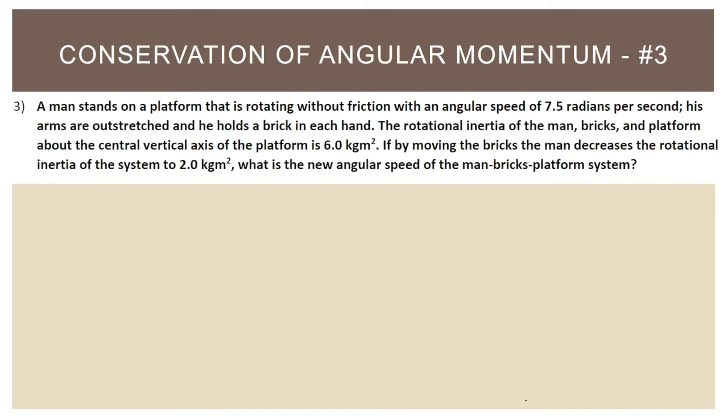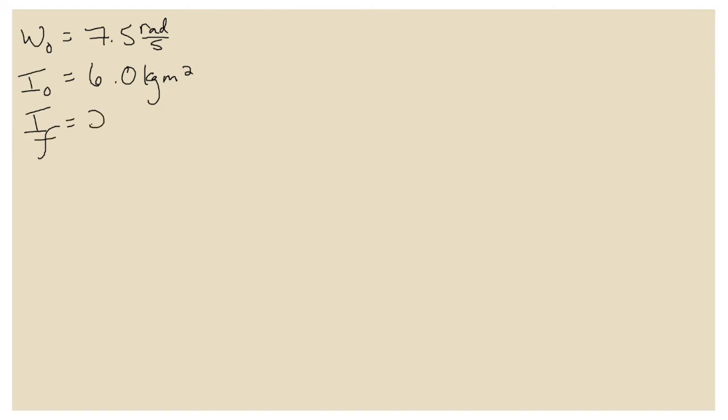So in this problem here, they tell us that the man is standing on the platform and they're rotating without friction with an angular velocity of 7.5 radians per second. That's our initial angular velocity. They, of course, also tell us that when the man is rotating with that angular velocity, the rotational inertia of the platform is 6.0 kilogram meters squared. We are also told that when the man moves the bricks, the rotational inertia decreases to 2 kilogram meters squared. And we, of course, are looking for our final angular velocity.